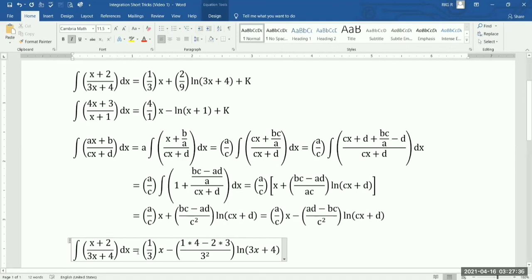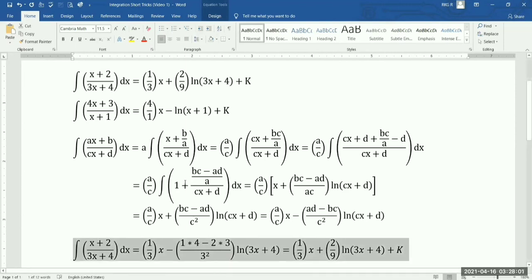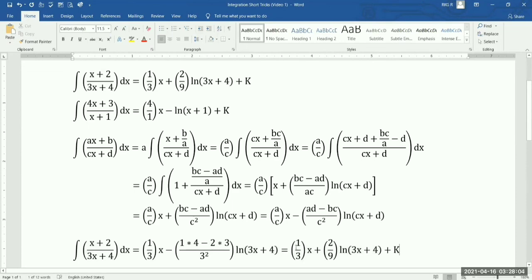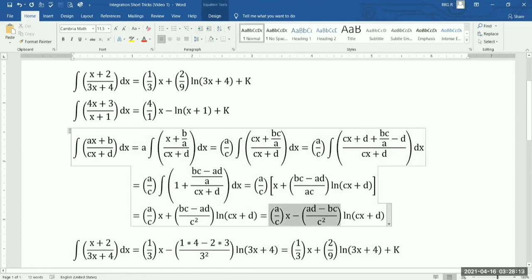Okay, so let's simplify it further. 4 minus 6 will be minus 2, and minus into minus 2 will become plus 2, and this 3 squared will be 9. Then we can also write the constant of integration, which will be k. So as you can see, we have got the same thing that we wrote in just a few seconds at the start of the video. So you can use this formula to write the integration of linear by linear function in very few seconds.